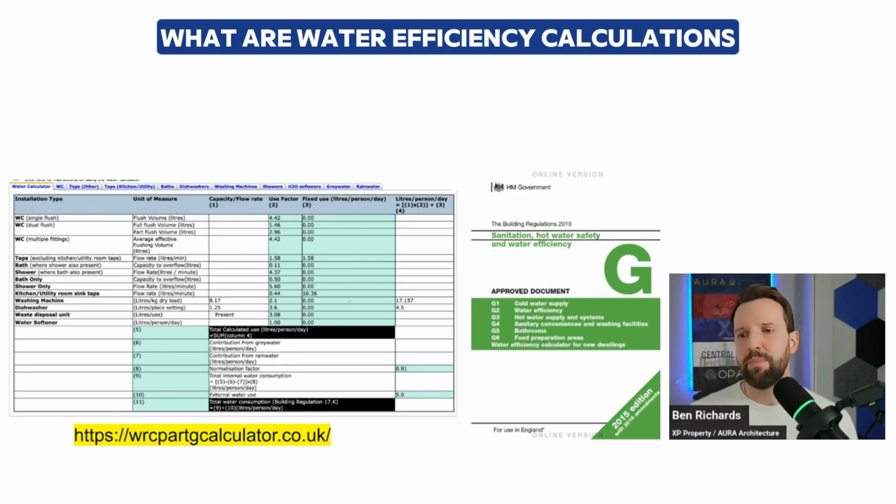And the idea is to basically put all of your fittings into this calculator and spit out a total calculated usage of litres per person per day. And that is all regarding building regulations Part G around water safety and water efficiency effectively. And the target figure that you're aiming for is 105 litres per person per day.